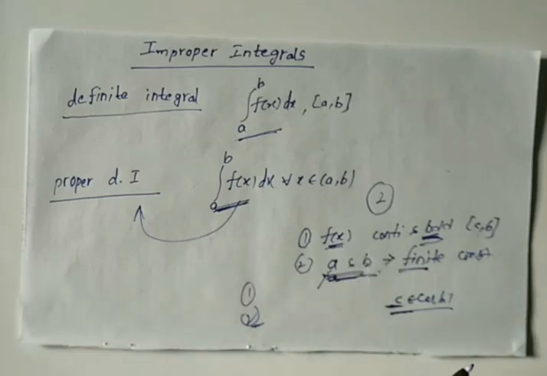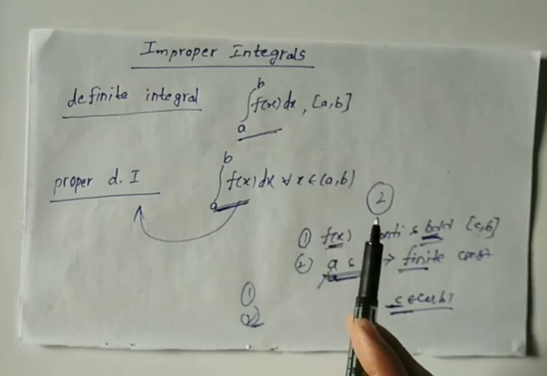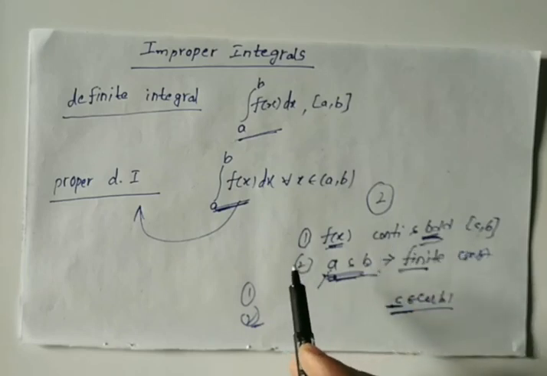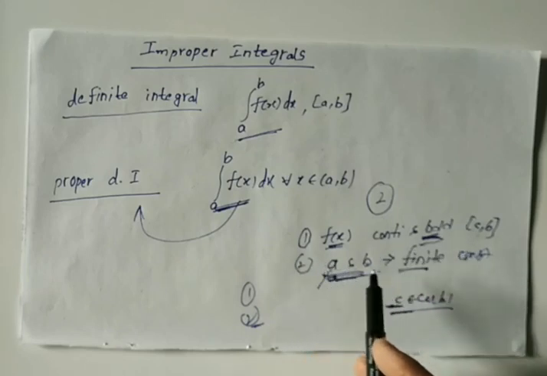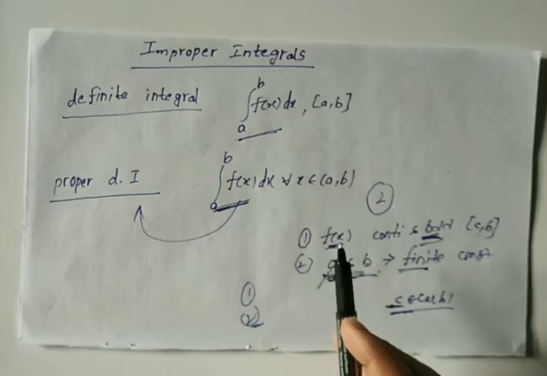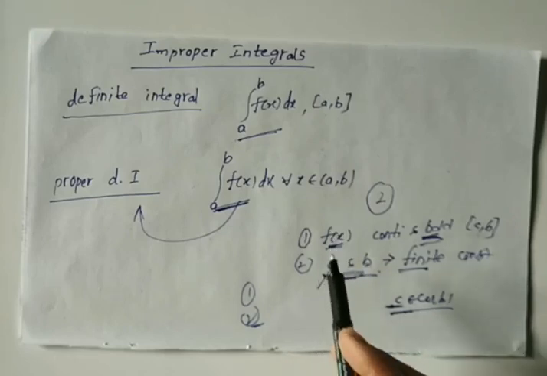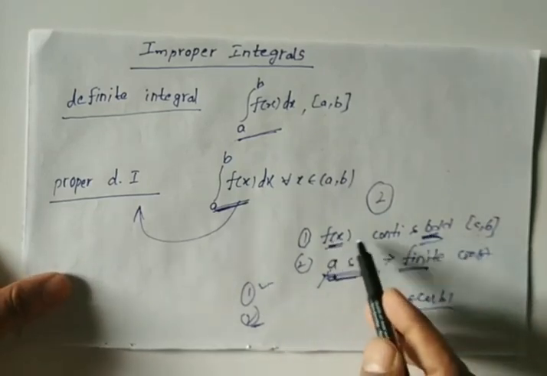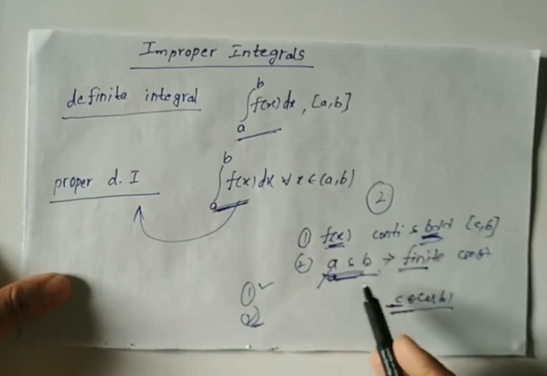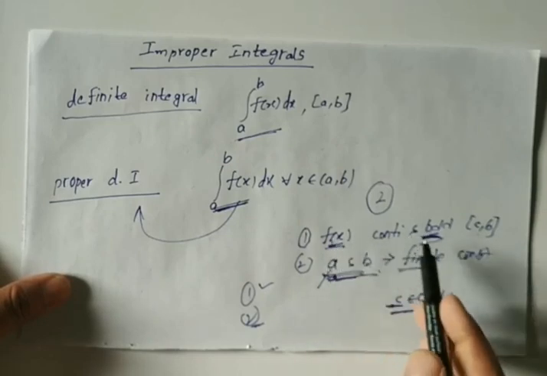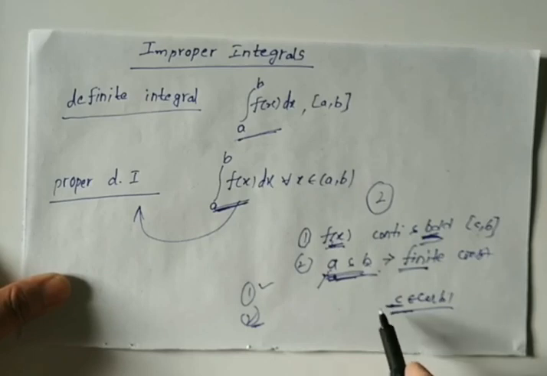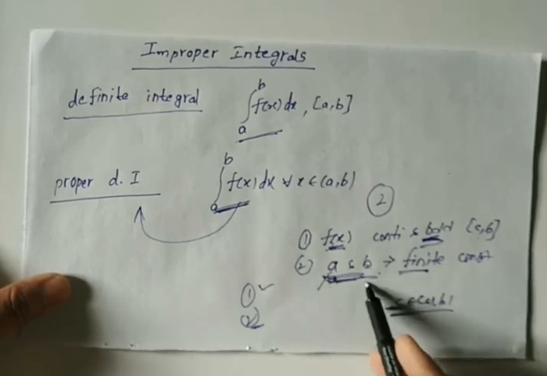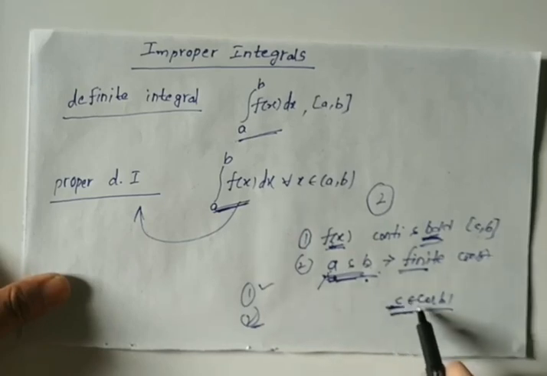Students, don't confuse, listen carefully. Proper definite integral is nothing but f of x should be continuous and bounded on the closed interval a comma b, and a and b must be finite constants. If at least one of the conditions is not satisfied, then such a definite integral is called an improper integral. Improper integral is nothing but first, f of x is unbounded, that is, f of x is discontinuous at the point a or at the point b or at some point c which belongs to the open interval a comma b.